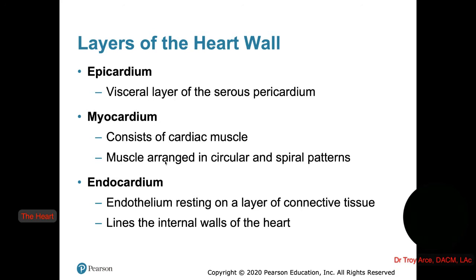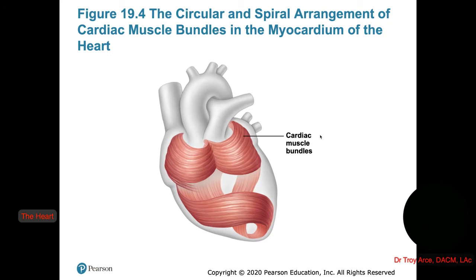And this muscle is arranged in circular and spiral patterns. This is your myocardium. The endocardium is endothelium resting on a layer of connective tissue, and it lines the internal walls of the heart. So there are your layers: your epicardium, myocardium, and endocardium. The cardiac muscle bundles are very special bundles, as you can see. And this is just a picture of the circular and spiral arrangement of the cardiac muscle bundles of the myocardium of the heart.